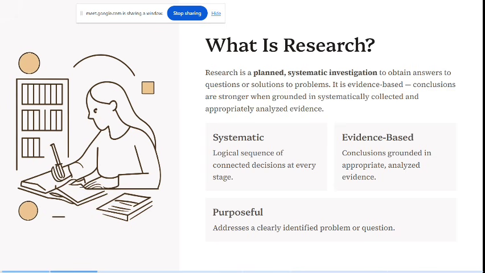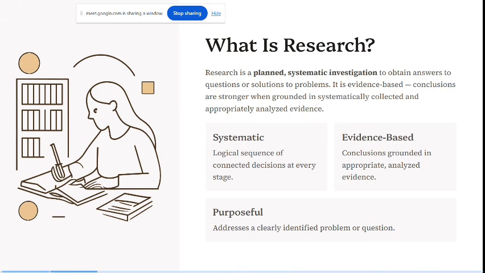So let's talk about what research is. Research is a planned, systematic investigation to obtain answers to questions or solutions for problems. There are too many problems; we only search for answers and solutions for these problems. It is evidence-based, and the conclusions may be stronger than the point of view we find from the evidence. Because of that, we call them evidence-based conclusions.